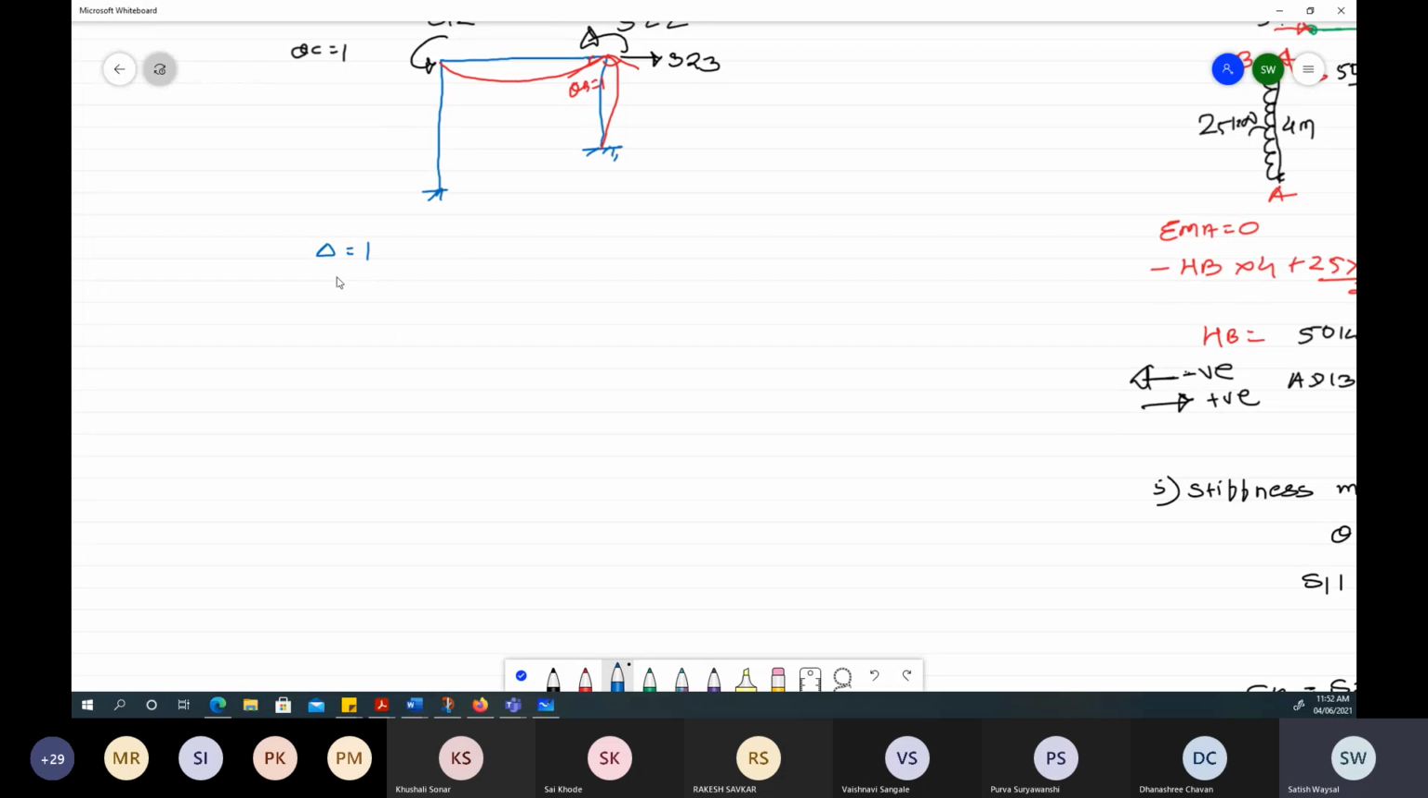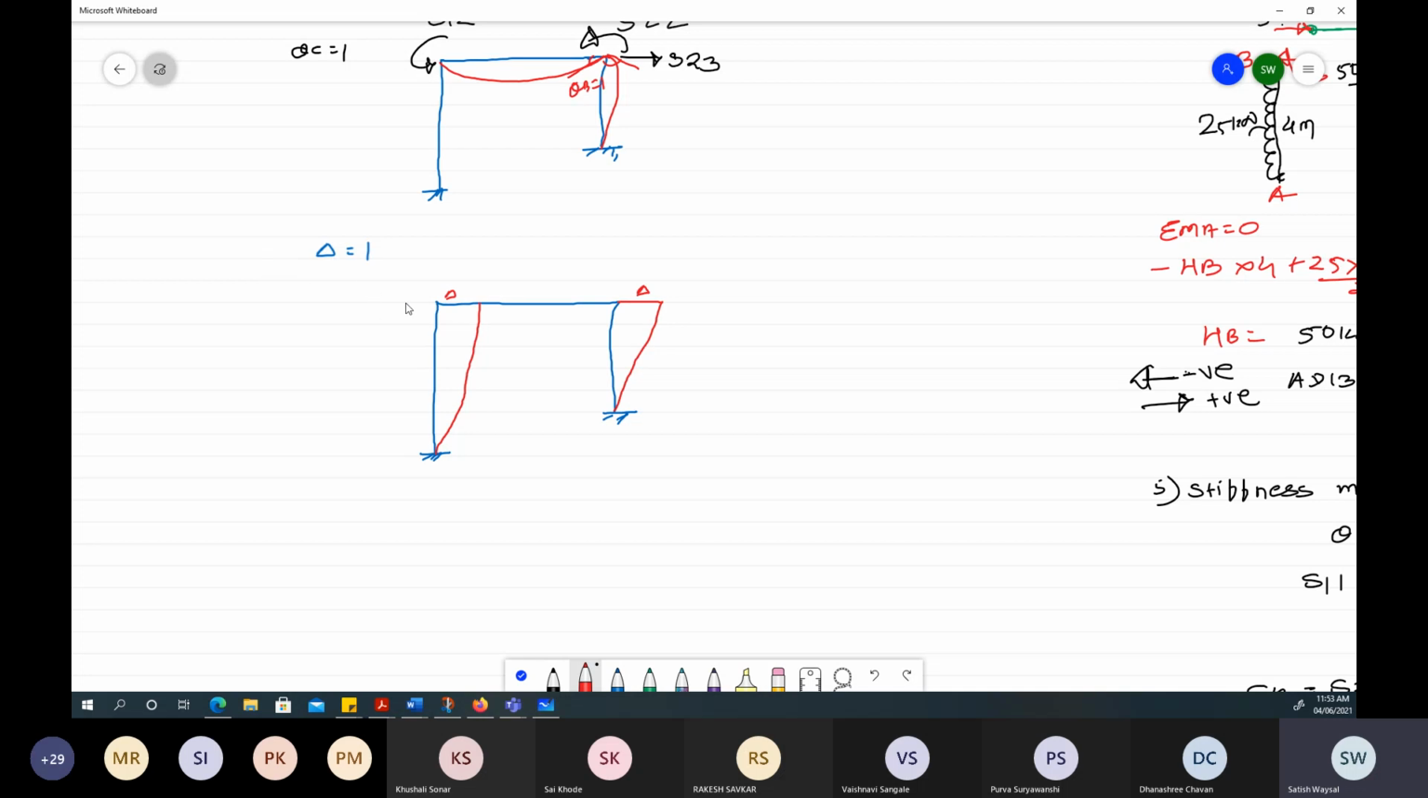For that, we have to draw a diagram for both the columns, so that the delta is considered for both AB and also CD. We first draw the deflected shape. Now here we have to consider delta to be 1 for this also. We have to consider delta here, and here again delta is equal to this.